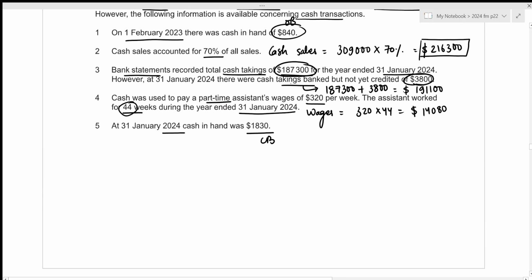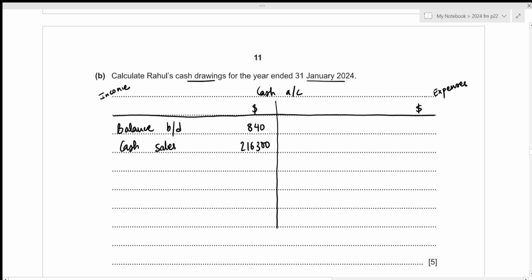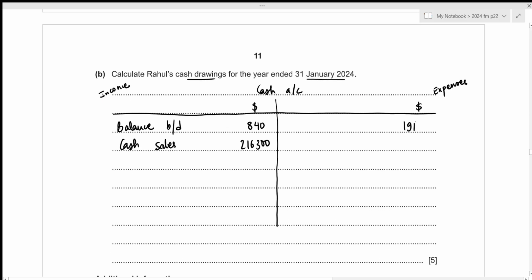Then we have our cash takings banked. So cash takings banked will now act as a payment because we are essentially taking this amount of 191,100 from our cash account and putting it into our bank account instead. It means that now our cash balance will be reduced by 191,100, which is why this can be categorized as part of an expense. Let's include it on the credit side. These are the cash takings banked.